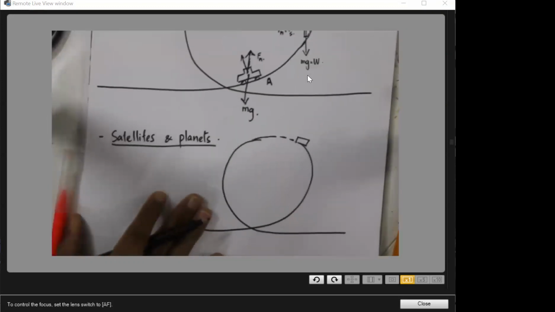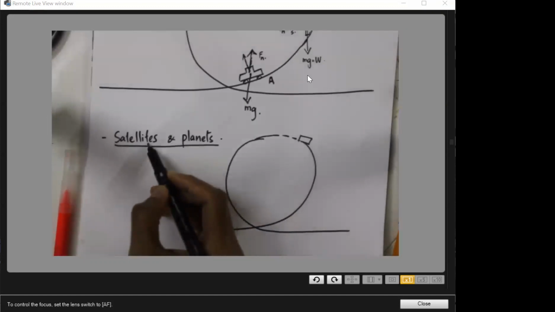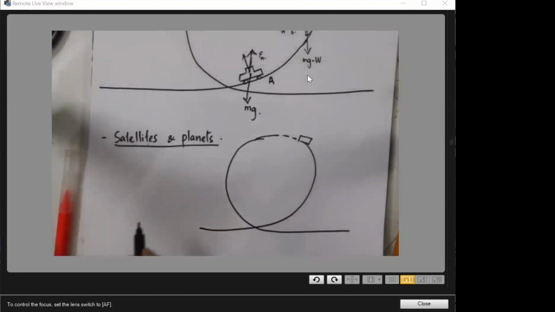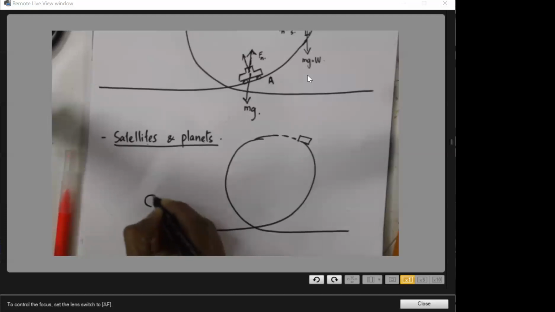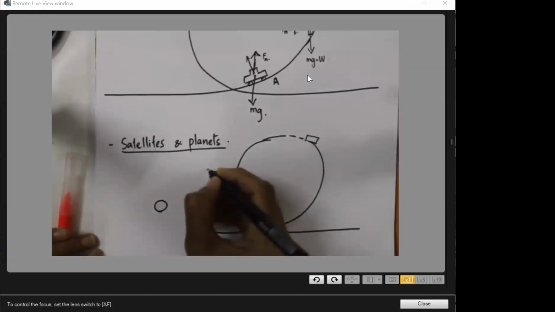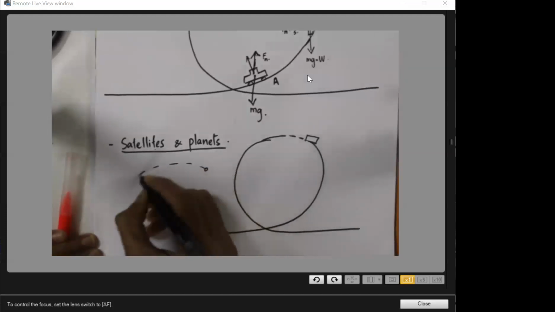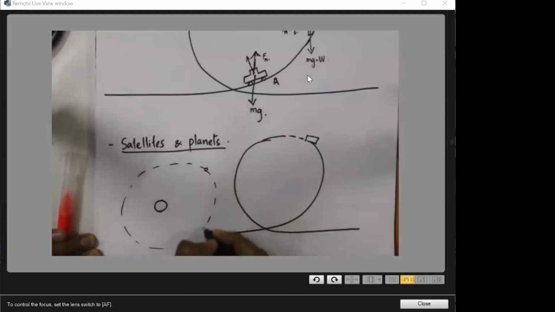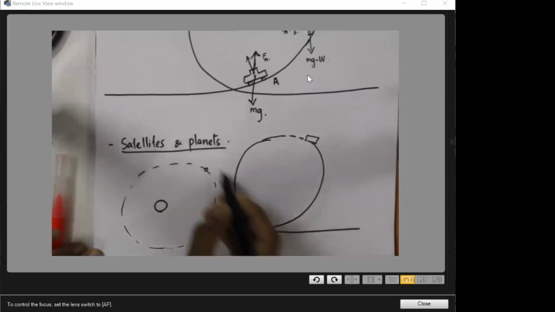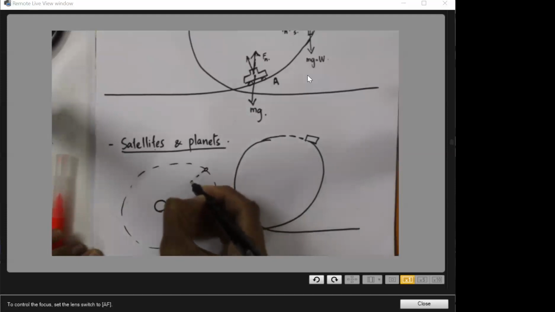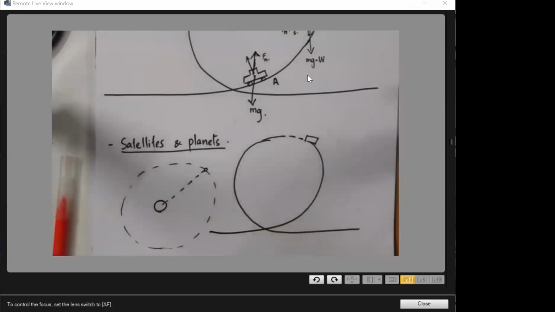Okay, what about the centripetal forces for satellites and planets? Remember, if this is the sun and this is the Earth, and it is revolving around the sun, again this is a circular path. So what is the centripetal force? Yes, Zainab? It's gravity, miss. Very good. Yes, it's gravity.